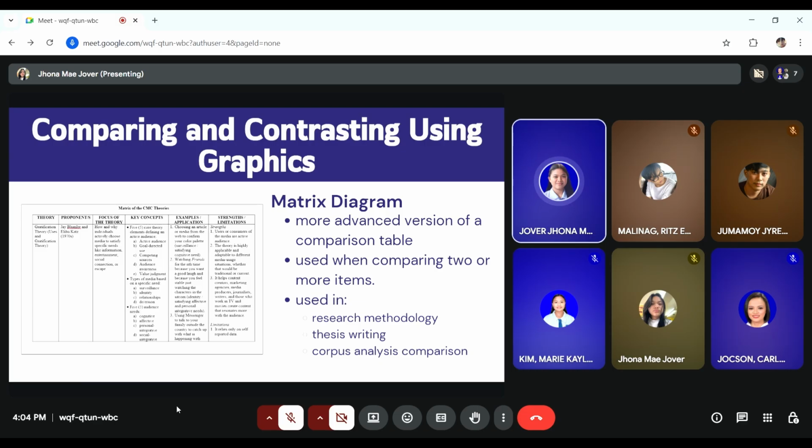So you see the example here. It is a matrix comparing different CMC theories that includes categories such as the proponents, the focus of the theory, the key concepts, the examples or applications, and the strengths and limitations.